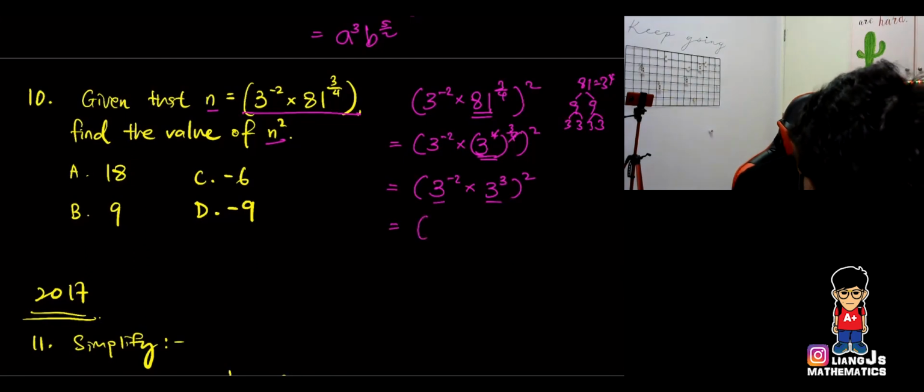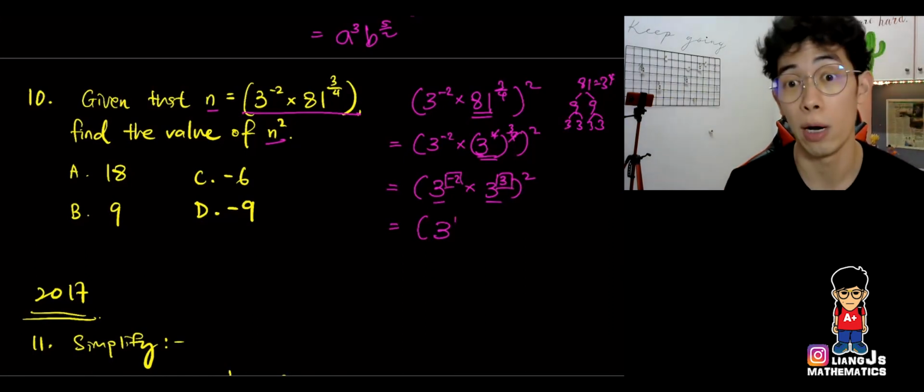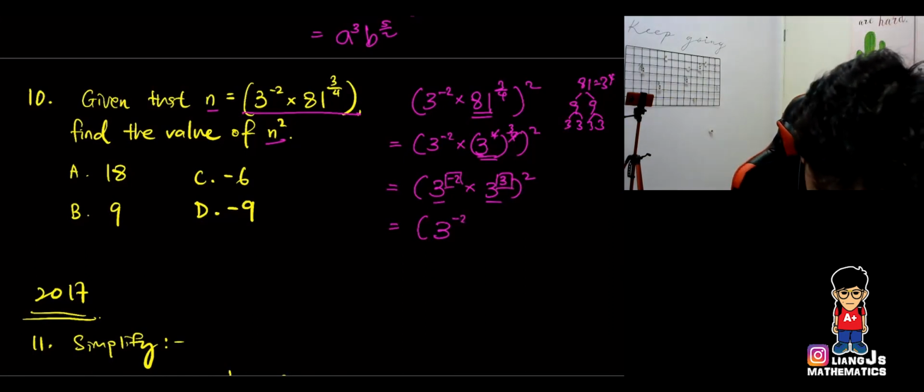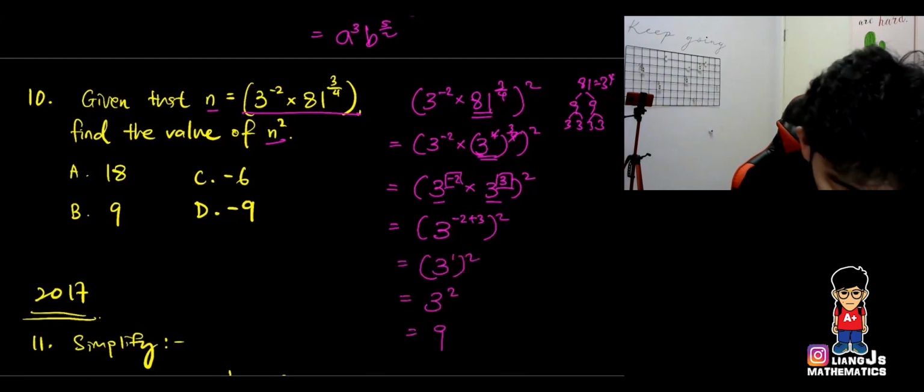So I will just add it first. 1/2 plus 3, you get 3. 1/2 plus 3, you get 1. Right? Okay, never mind, I put extra workings. Minus 2 plus 3, square 3, 1 2 3 square. Answer is 9B.